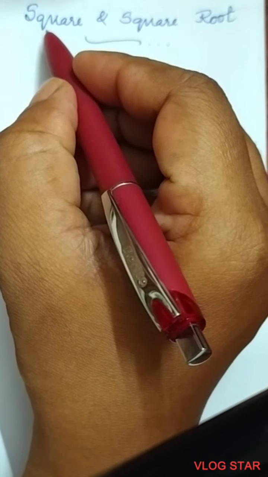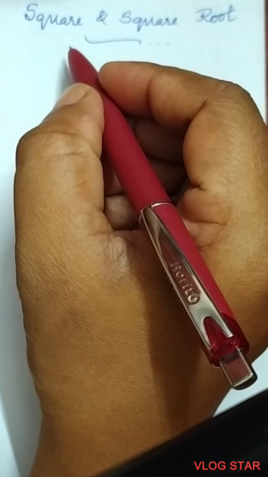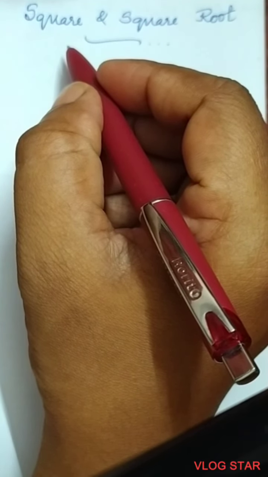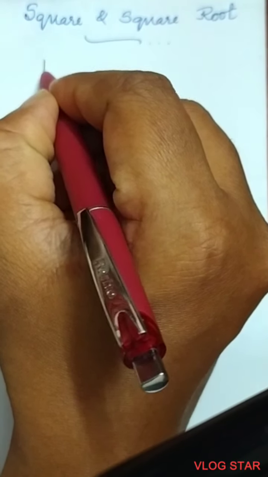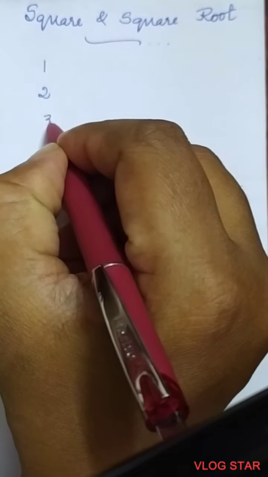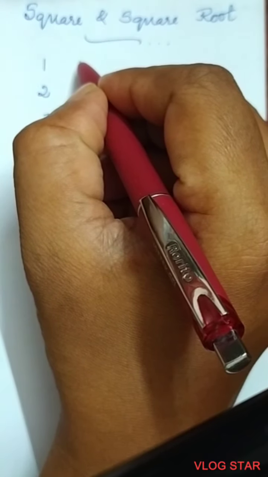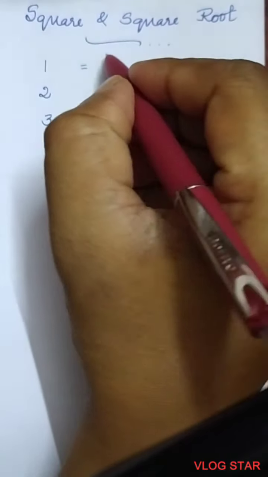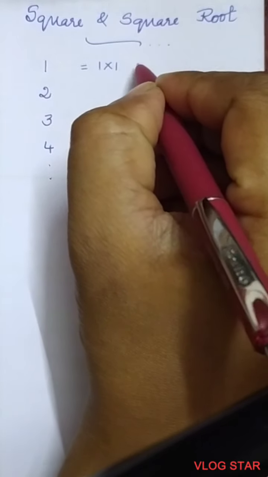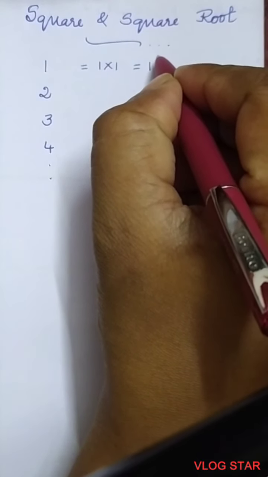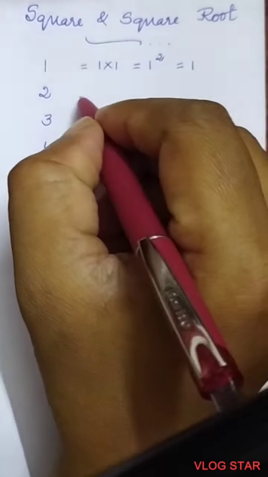Lesson 5, Square and Square Root. So first we have to understand what perfect square numbers are. If we are writing the natural numbers, for example 1, 2, 3, 4, like this, what is a square? Square means when we are multiplying the same number twice, then we can call this 1 square. What is the answer? 1 is the answer.